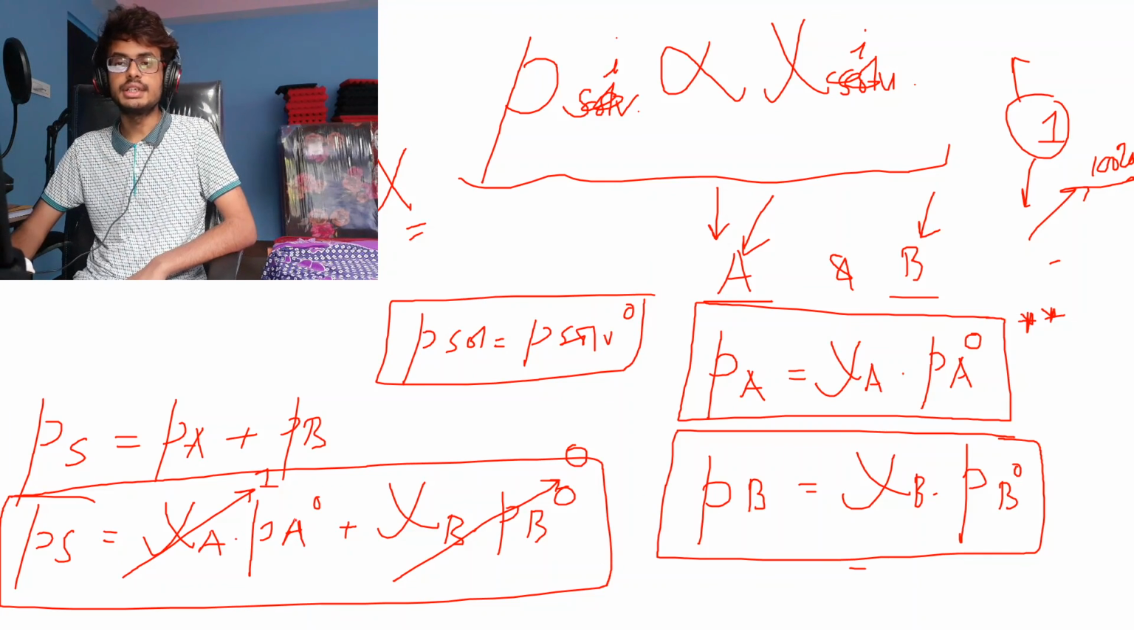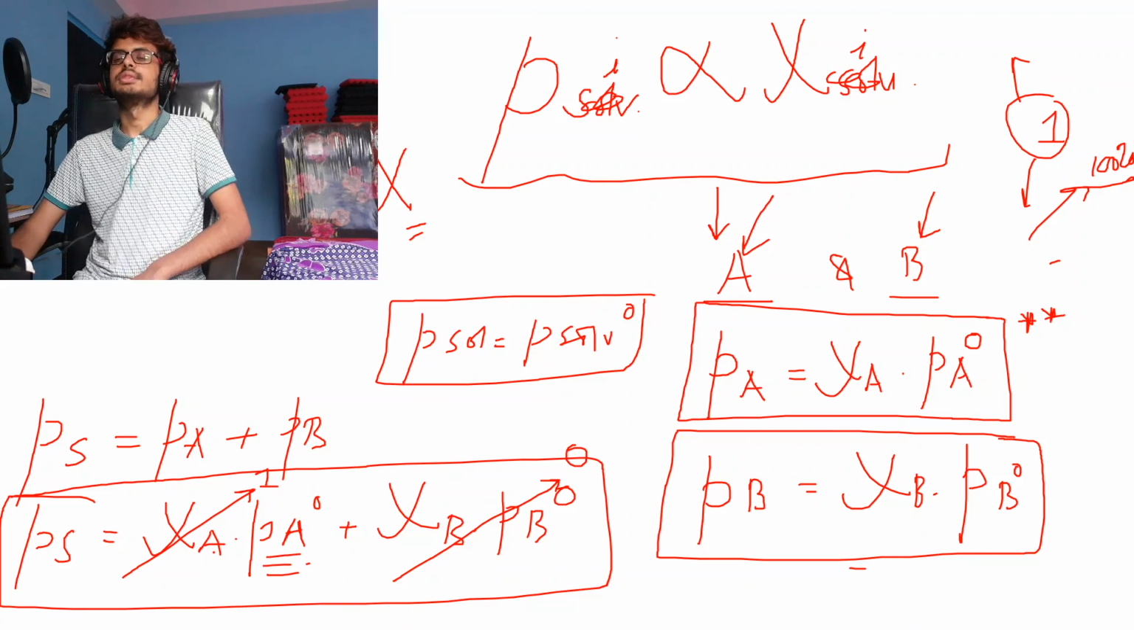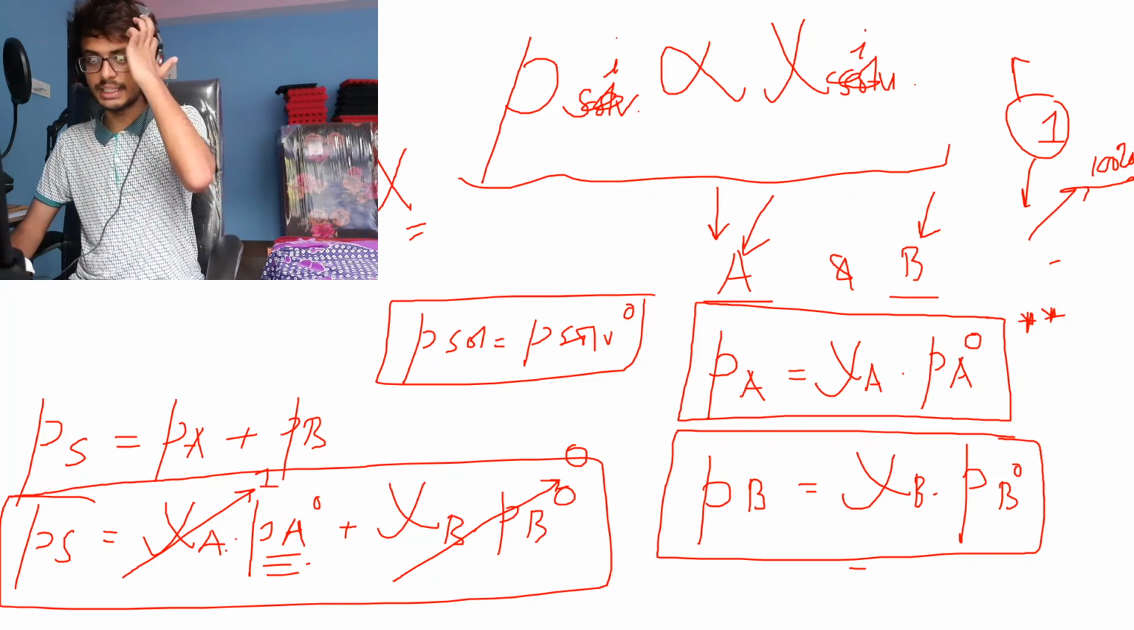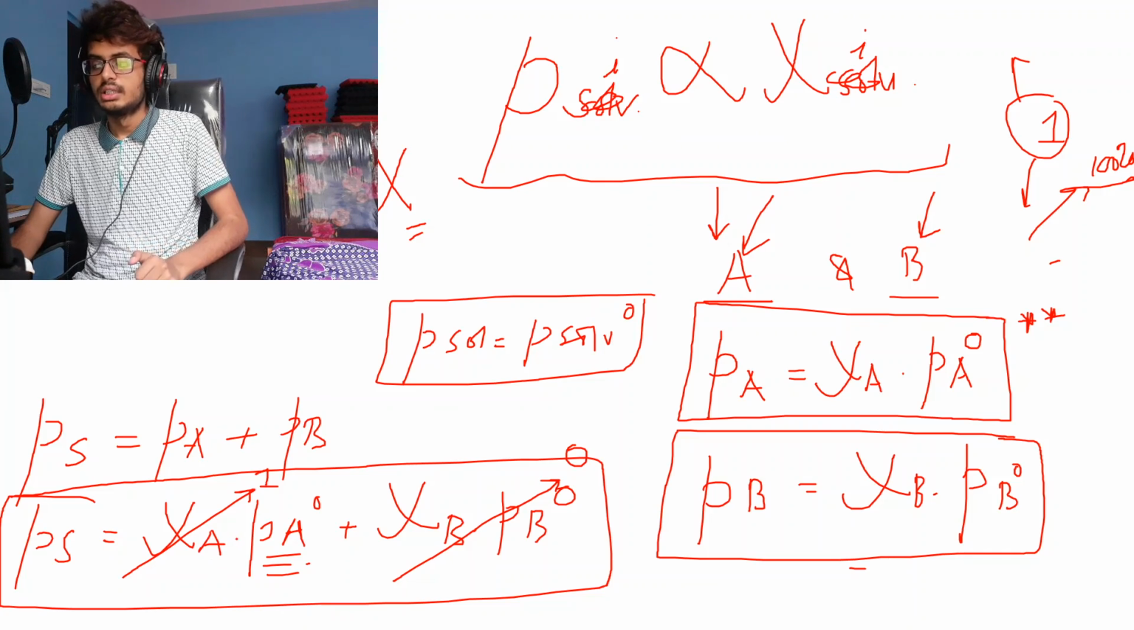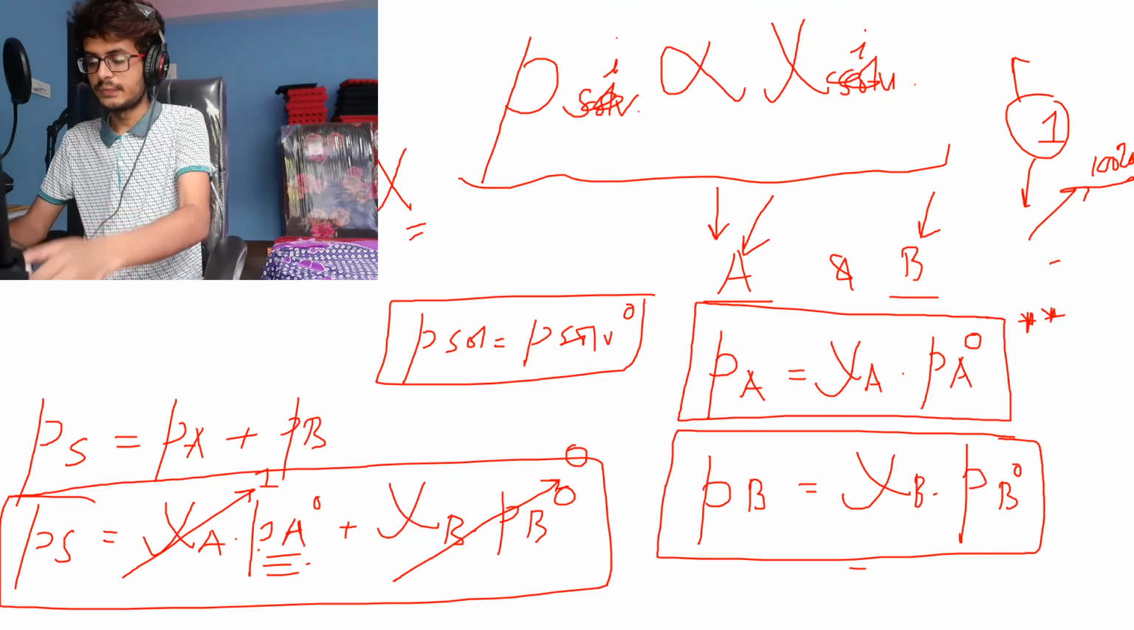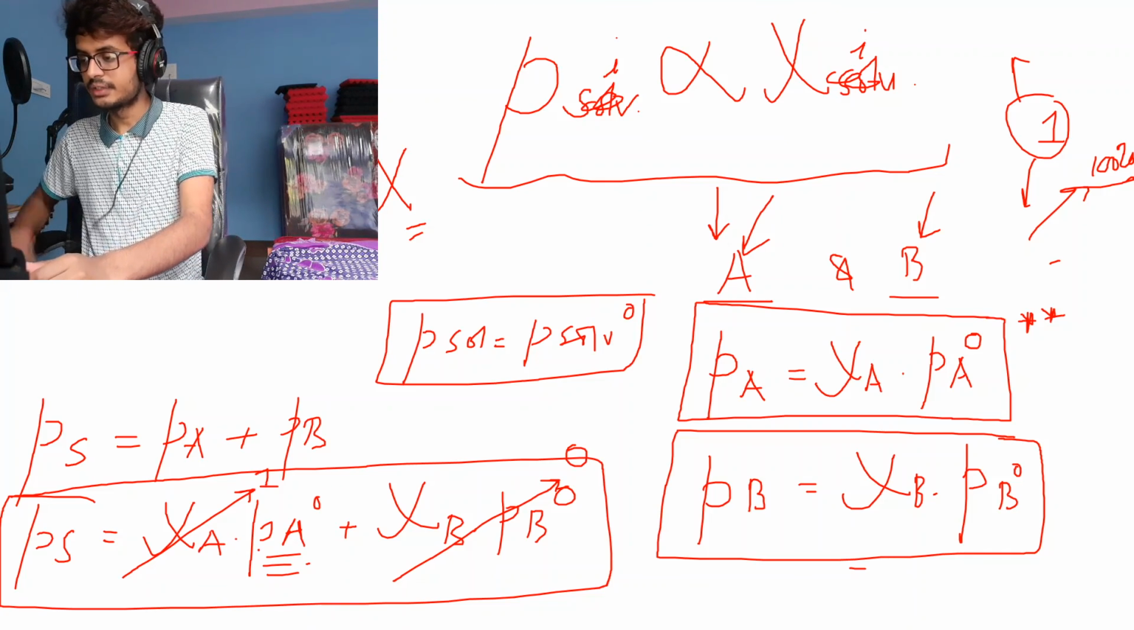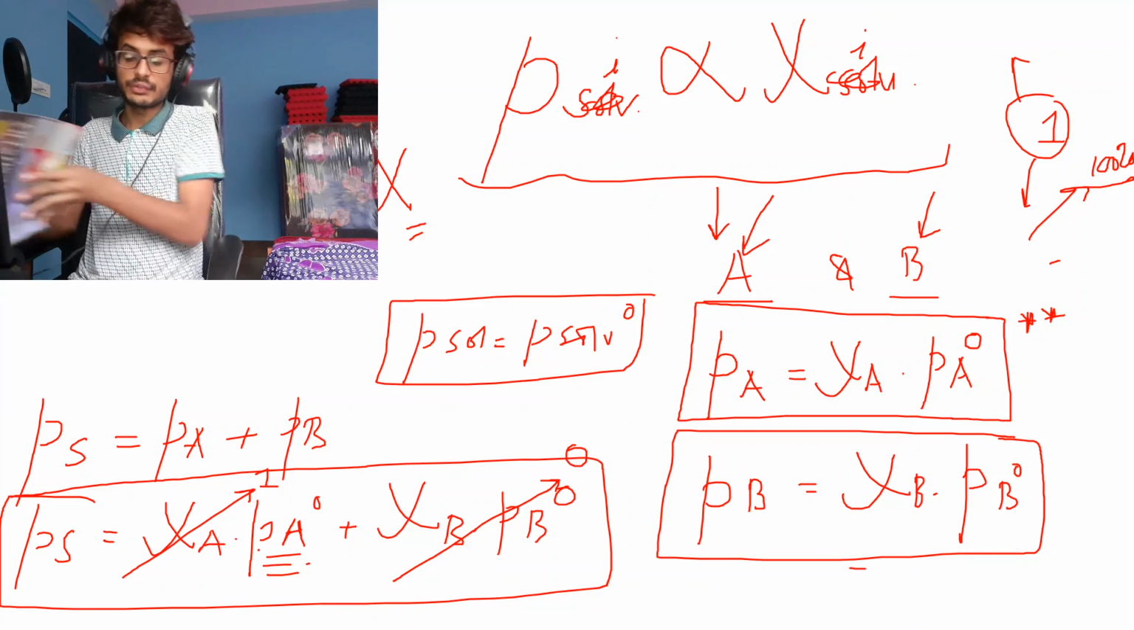So if I have only component A in the solution, this entire thing will be 0, right? And the mole fraction of A will be 1. This will be 1. So PS, partial pressure of the solution, will be equal to partial pressure of component A in its pure state. So is this clear? Is this understandable to you guys? Nice. So if you can understand this, then it's really good. It's very interesting and very kind of tough as well.